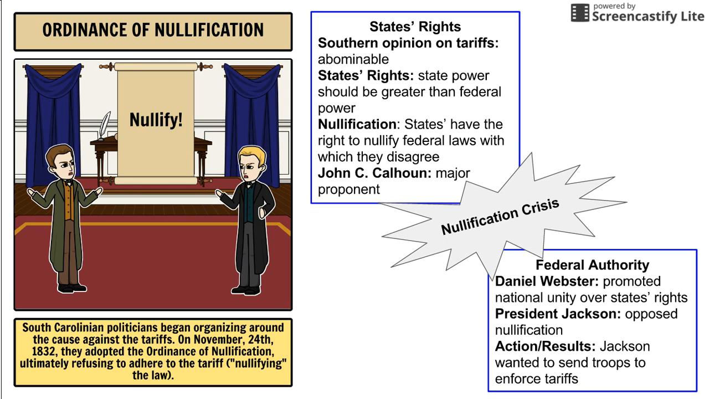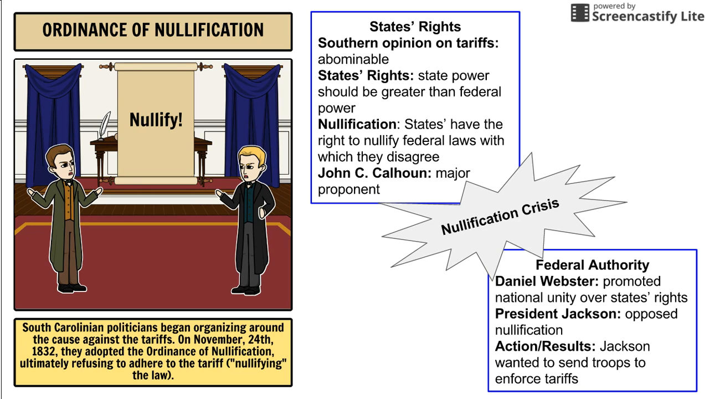Now, on the other hand, you had those who believed in federal authority. One representative, known as Daniel Webster, promoted national unity over state rights, that was more important, that we're one nation now, and the federal government is the government of the whole country, and that has more power than one individual state. President Jackson, though he was a supporter of state rights, didn't agree with what the other states was doing. He realized as president that keeping the nation together was more important. So he opposed what the southern states were doing.